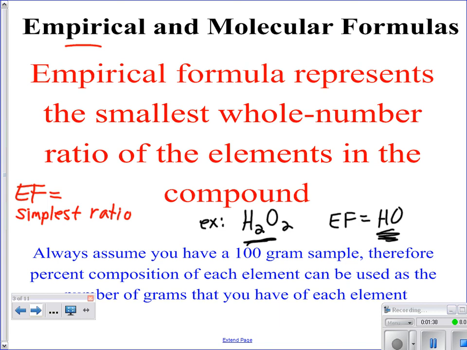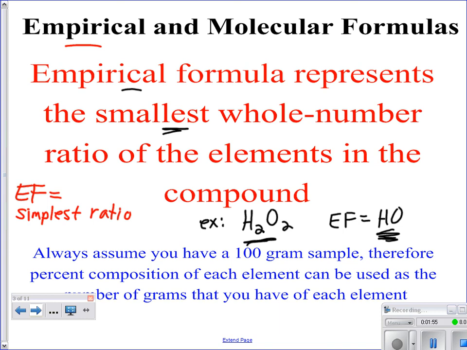So that's what we're going to end up seeing here. Is it possible for something like HO to also be a molecular formula? Yes. So it works in that direction, but not in the other. You just need to remember that the empirical formula is the smallest whole number ratio.